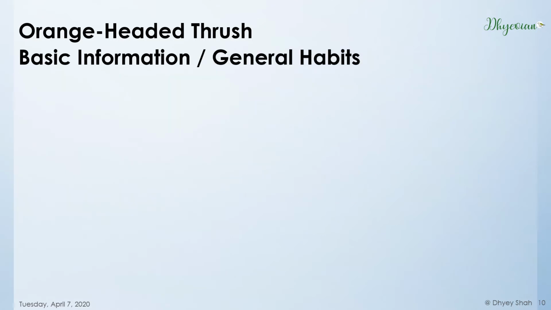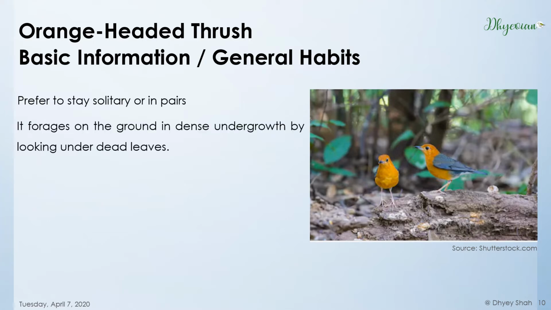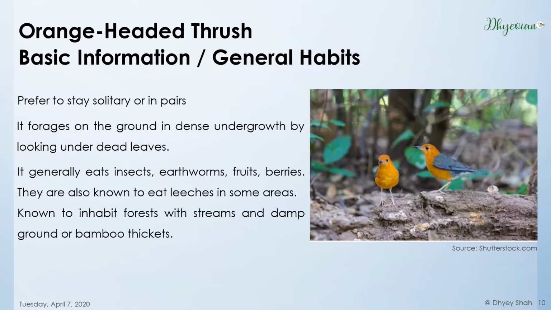Let's talk about the general habits of an orange-headed thrush. First, it prefers to stay solitary or in pairs, which means that they stay alone or in couples. They look under dead leaves of dense undergrowth for their prey. The prey include earthworm, fruit, berry, and insect. They are also known to eat lychees in some areas where lychees are pretty abundant. They are also known to inhabit forests with streams and wet ground and bamboo thickets.